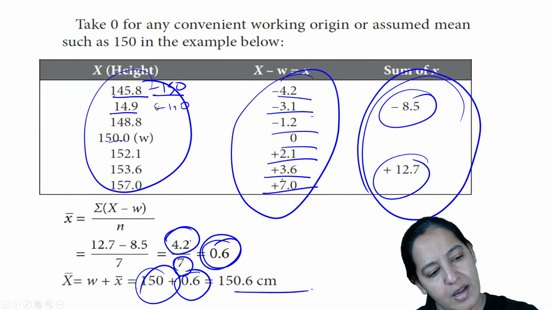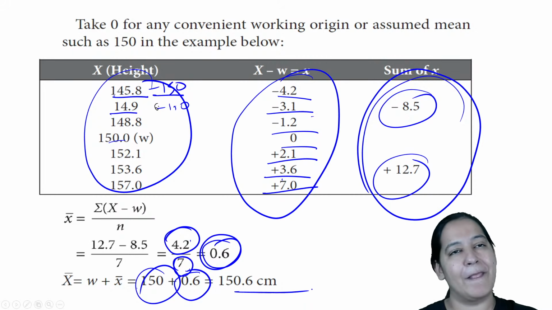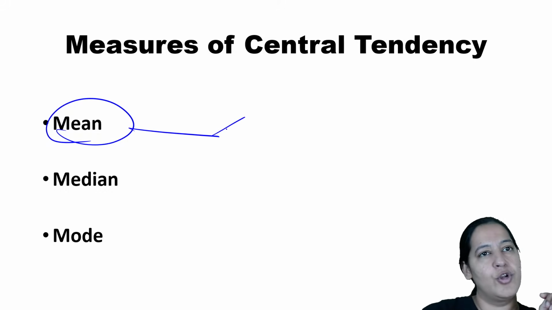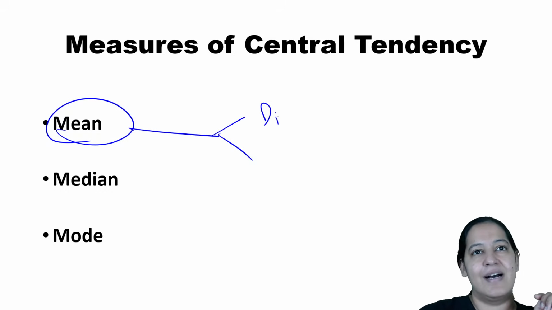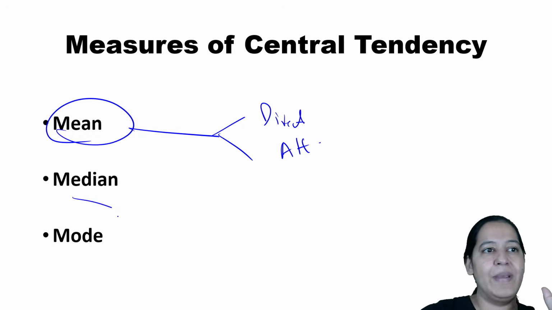I hope you got it. Done. Yes, Niranjan, I got your thumbs up and I hope you all got it. So that was about mean. In mean, I have told you two things, direct method and alternative method. I will give you more examples in the end. Let me explain median and mode also.